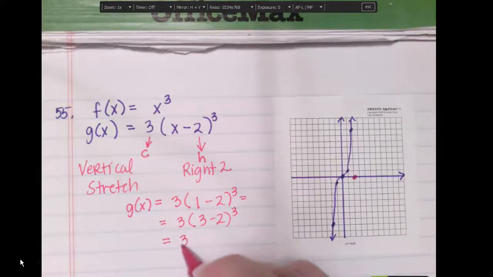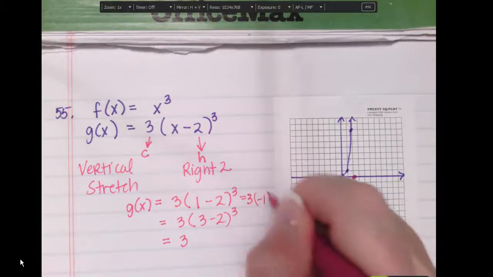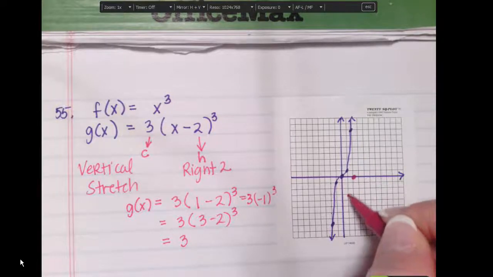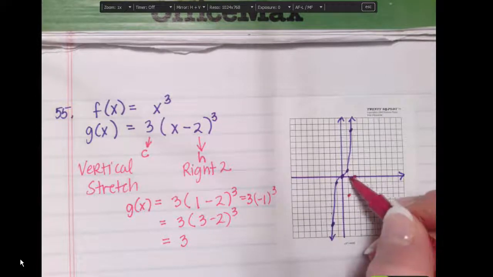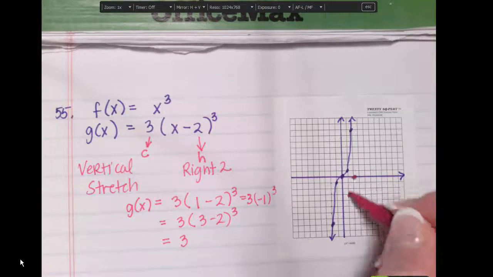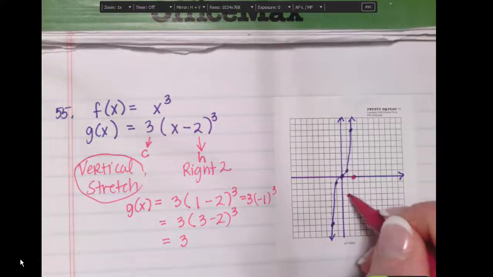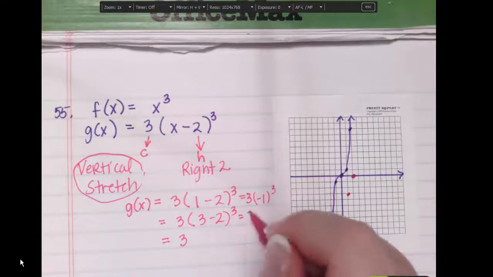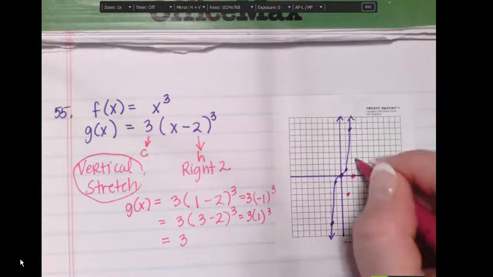So that's going to be 3 times, well, let me write it out here, 3 times negative 1 cubed. So that's a negative 3. 1, 2, 3. So you see how the first point on the original parent was at negative 1, negative 1. So now we're negative 1 over from the vertex, but we're going down 3. So it's vertically stretching it. It's 3 times as long. So I go 1 to the right up here. Well, let me just plug it in to verify. So 3 minus 2 is 1, 3 times 1 cubed, and we're just going to go up 3.